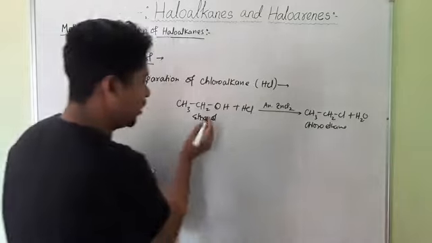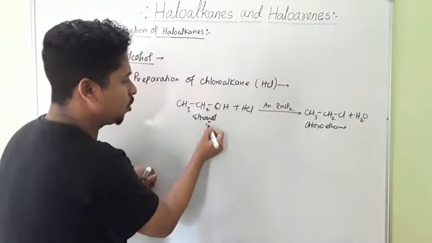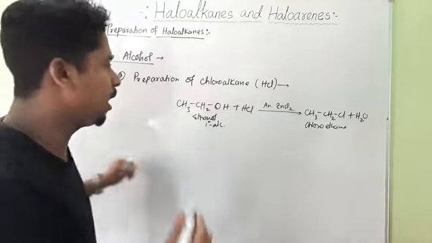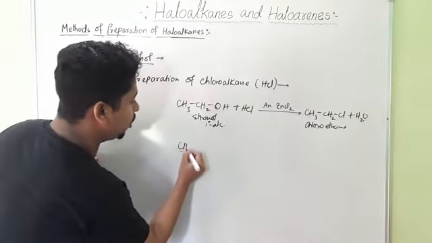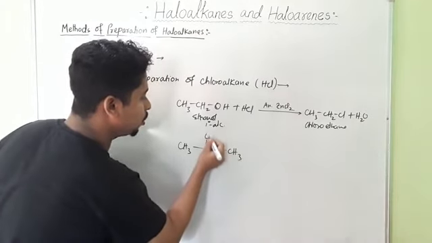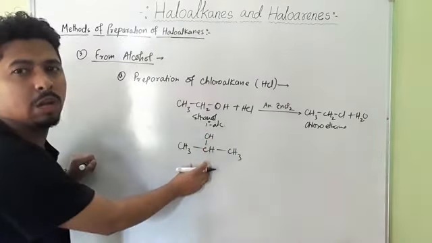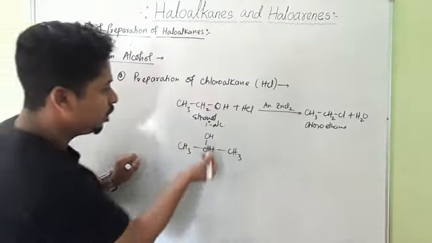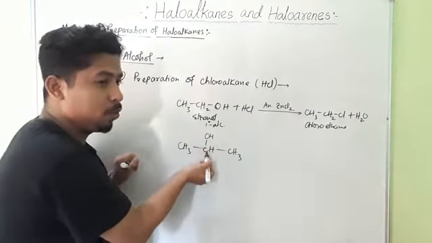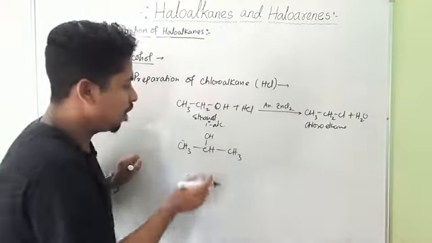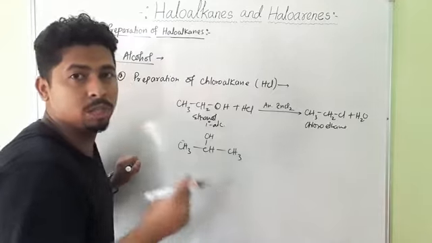This ethanol is a 1 degree alcohol. Now we are considering a 2 degree alcohol, suppose CH3-CH(OH)-CH3. Why is this a 2 degree alcohol? You see the OH group, the functional group, is attached to a carbon, and this carbon is attached with 2 alkyl groups. That's why this is 2 degree. If this carbon is attached with 3 alkyl groups, then it will be 3 degree.